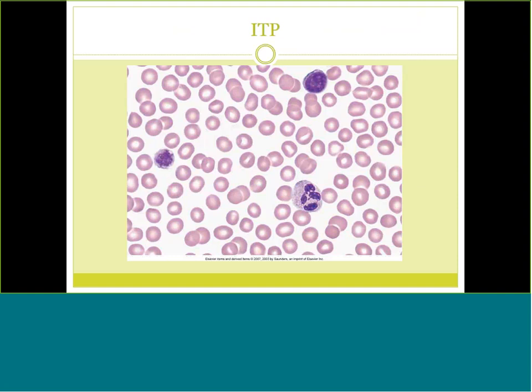All right, so there's a look at ITP. Again, you're only seeing one field, but this would be a representation of all the fields. So when you're looking at it for platelets, you only see one platelet. That's over here at the left side, and it's actually a giant platelet. But otherwise, there's no platelets really present here, and so you would see very low platelet count throughout your fields.